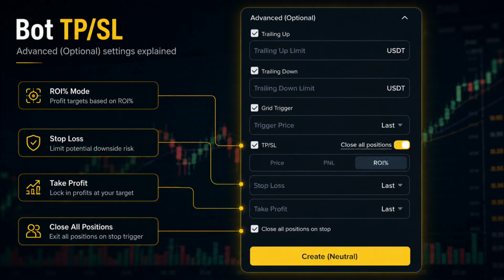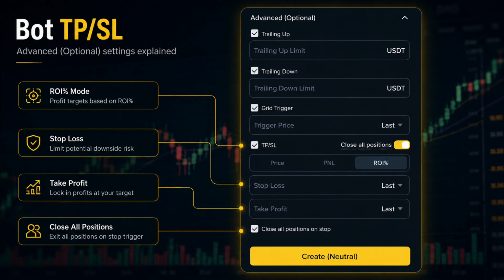Now there is another setting that becomes very important in bot trading: close all positions on stop. This means that if the bot stops because of a stop condition, the open position should also be closed. If this option is disabled, the bot may stop, but some positions may remain open. That is a very important difference. A bot stopping does not always mean every position has already been closed.